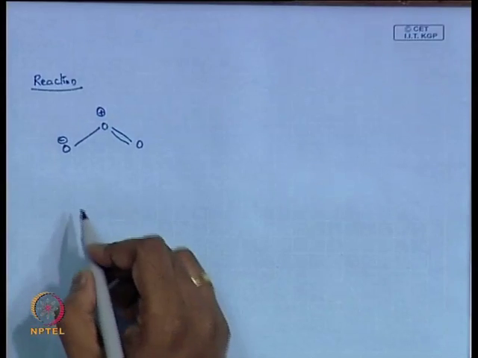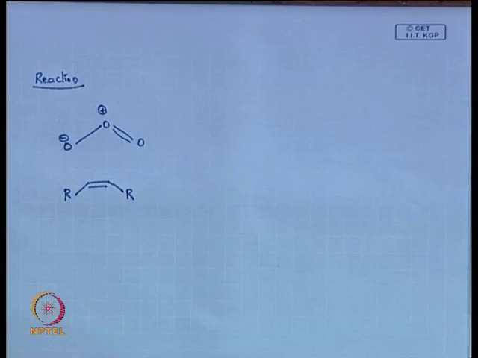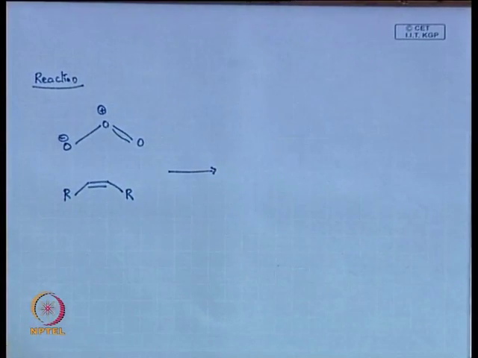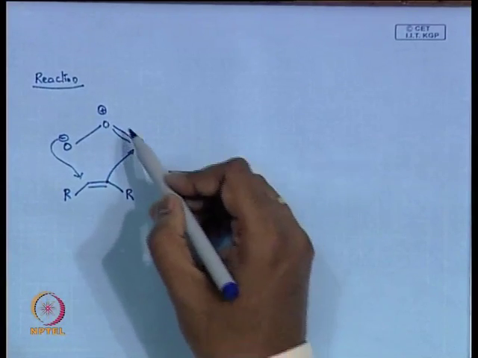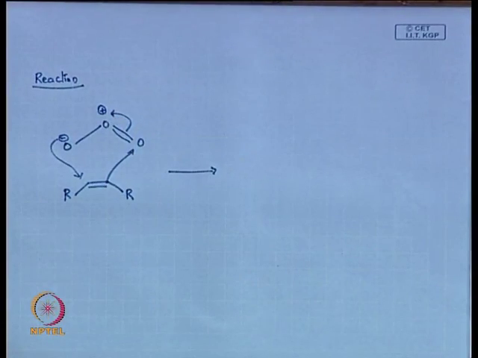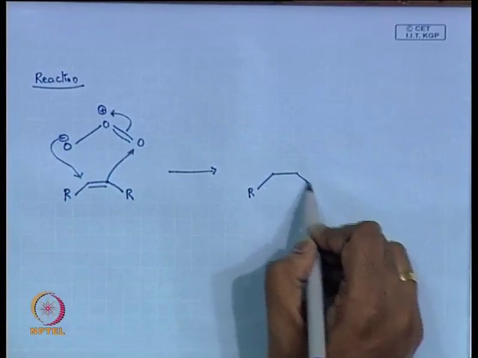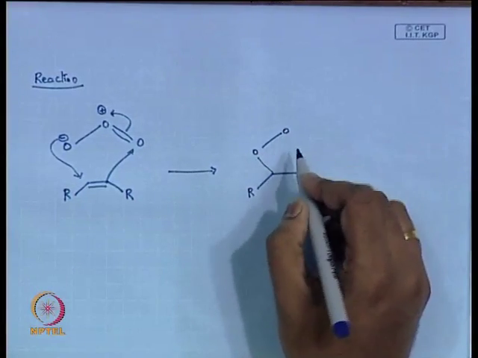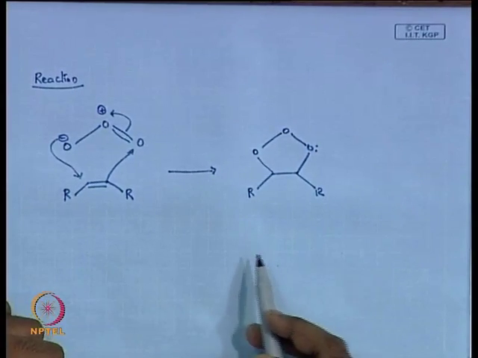Okay, you have this, take an alkene, right. So, what will your first step be? Your first step will be O minus, and then you attack here. So what is this? This is an ozonide, a type of.